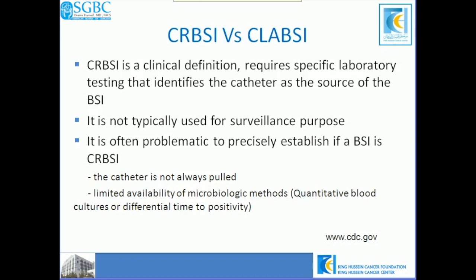And there are a lot of laboratories across the world that don't use quantitative blood cultures to define CRBSI versus CLABSI.